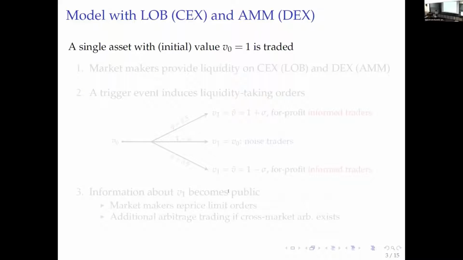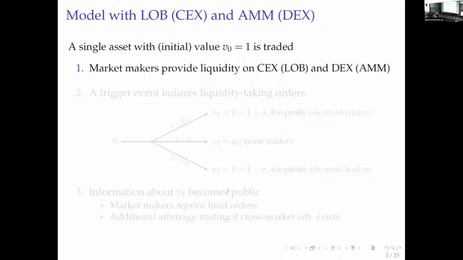Okay, so let me show you the model. It's very simple. We just have one asset whose initial value is equal to 1. And again, we're going to think about the trade of cash and asset, but you can also think of it as the trade of two digital tokens, in which case the value is just a relative value and the price will be just the exchange rate.